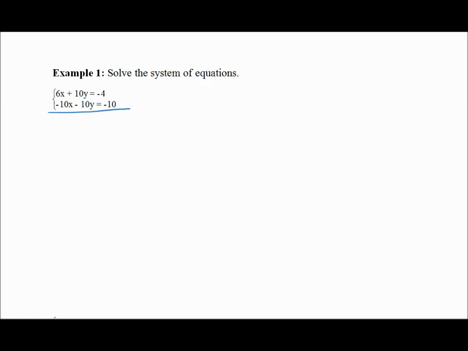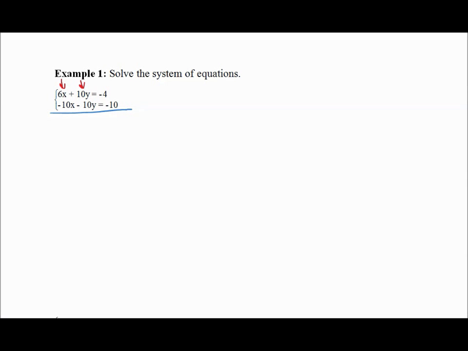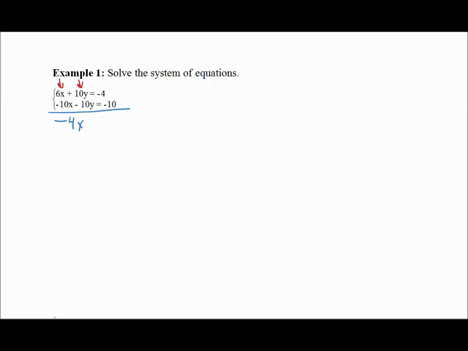The first two steps are already done for us. Now I'm going to combine my terms going down. Combine the x's and combine the y's. So first I'll have 6x minus 10x gives me a negative 4x. And then I'll have 10y minus 10y as 0. It cancels out. That's exactly what I want to happen if I'm using the elimination method. I'll bring down my equal sign, and I'm still combining going down in columns. I have negative 4 minus 10. That gives me a negative 14.